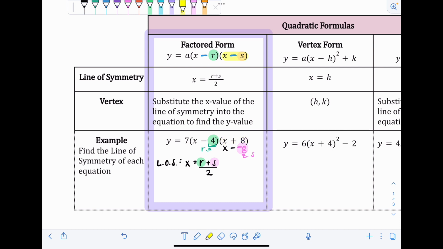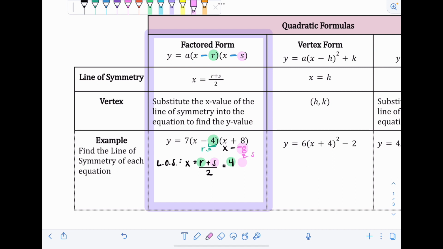So you kind of have to switch it anytime you see that there's a negative or a minus in front of the variable that you're looking for in your formula. Okay, so now that we know what r is, we can go ahead and put that in. So r is 4, so we'll put that in for r. And then s is negative 8, so we'll put that next.